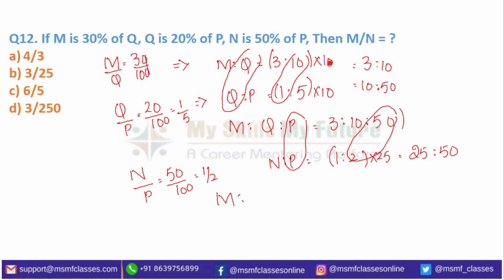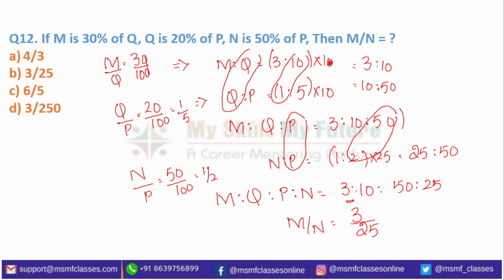Finally, adding, M is to Q is to P is to N equals 3 is to 10 is to 50 is to 25. But we want M by N. M value is 3 parts, N value is 25 parts. So the value of M by N is 3 by 25. 3 by 25 represents option B, which is the correct answer.